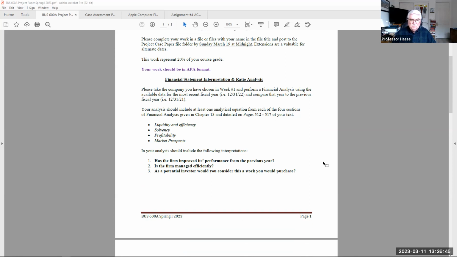And then I want you to do a financial statement analysis, very similar to what you did in assignment number 4. I want you to take a ratio from liquidity and efficiency, solvency, profitability, and market prospect sections of pages 512 to 517 of your textbook. Just one. So you're going to have one financial equation from each one of those 4. So that's 4 going for the last 2 fiscal years.